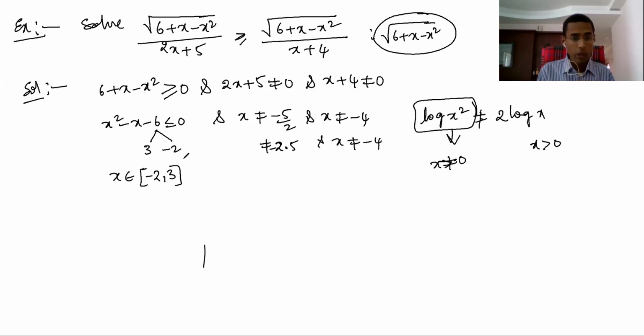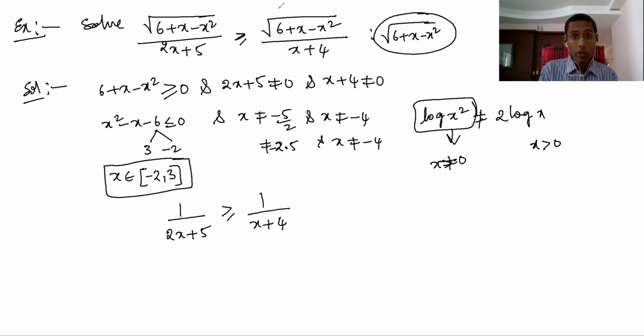Therefore, this is the domain, right? So now let's find out. The first thing we do is cancel off these two, because anyway now I found minus 2 to 3, now you can cancel off. If you cancel off, you are going to get 1 by 2x plus 5 is greater than or equal to 1 by x plus 4. You understand, this is positive and this is also positive. That is the reason I did it.